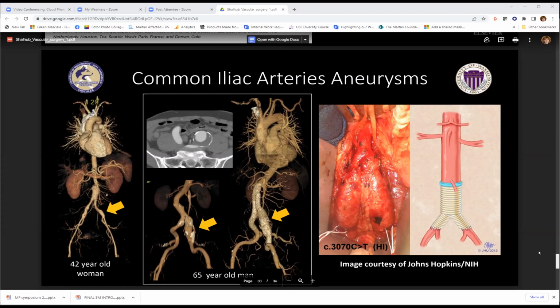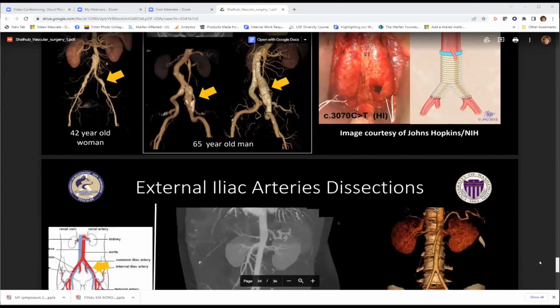And again, in the majority of circumstances, we treat them with open operations, and we've done a few of these here at the University of Washington now. And sometimes, depending on the underlying mutation, we can use the endovascular operation. That is still controversial, but with the natural history studies, we'll have more data as to who is the appropriate candidate for that kind of approach.